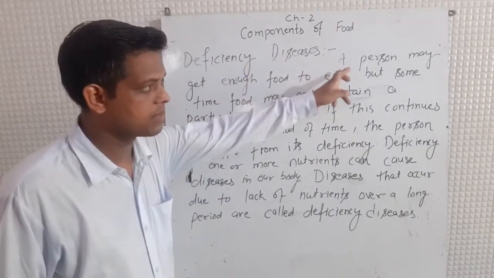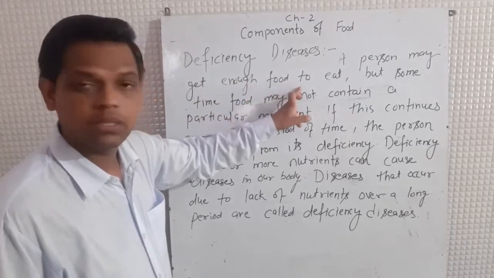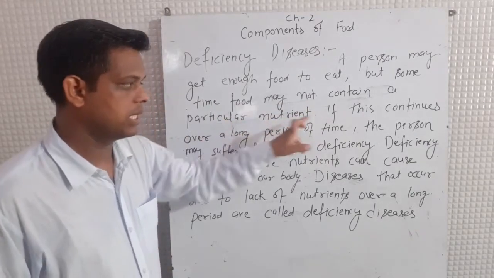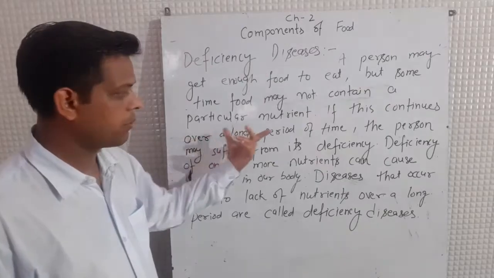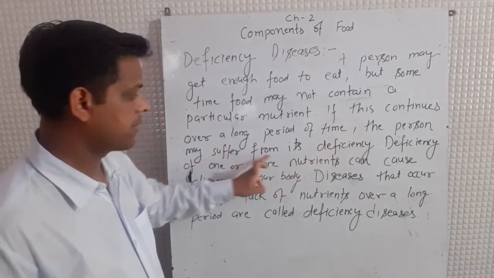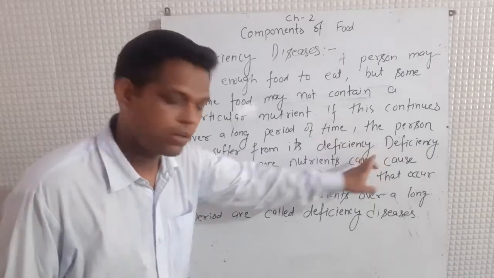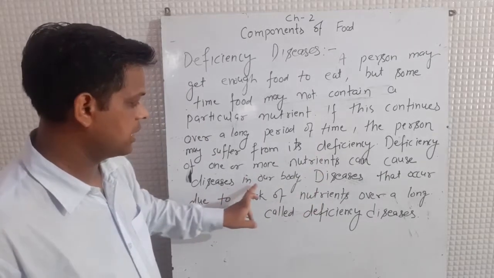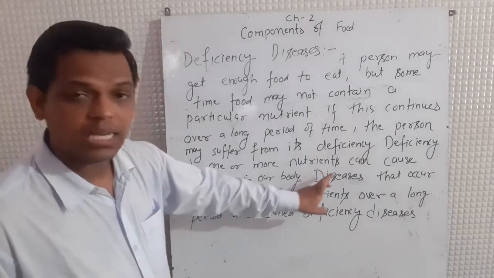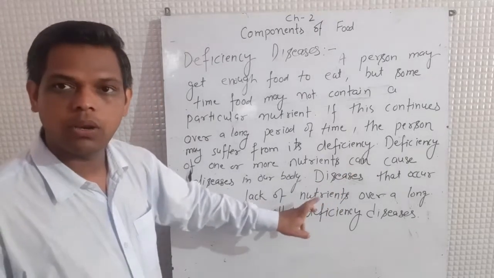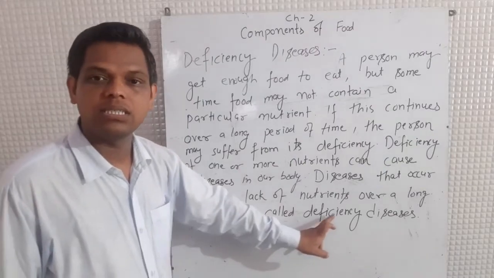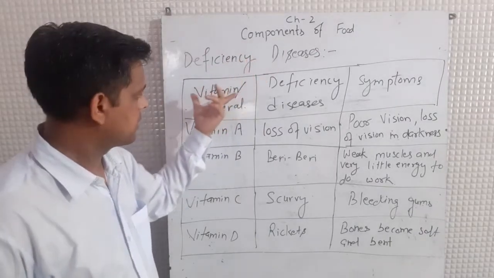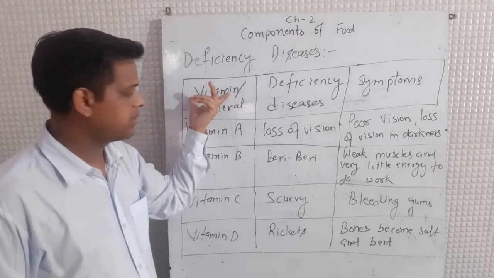Deficiency diseases. A person may get enough diet to eat, but sometimes food may not contain a particular nutrient. If this continues over a long period of time, the person may suffer from its deficiency. Deficiency of one or more nutrients can cause disease in our body. The diseases that occur due to lack of a nutrient over a long period of time are called deficiency diseases. Deficiency diseases that occur due to lack of vitamins and minerals in our food.